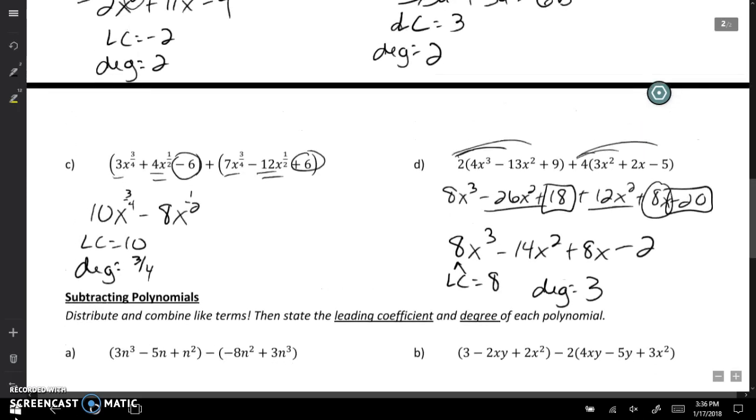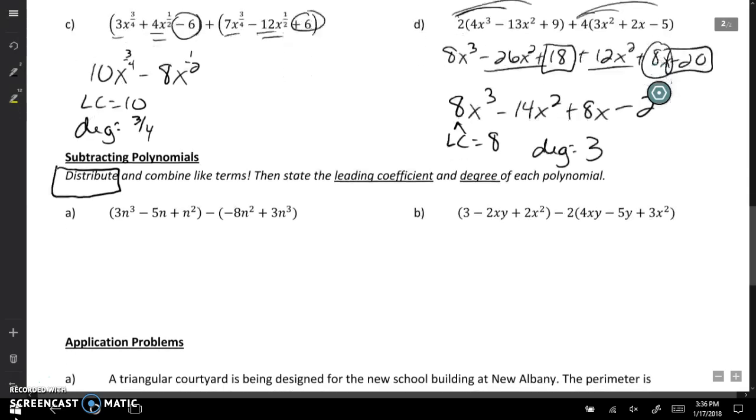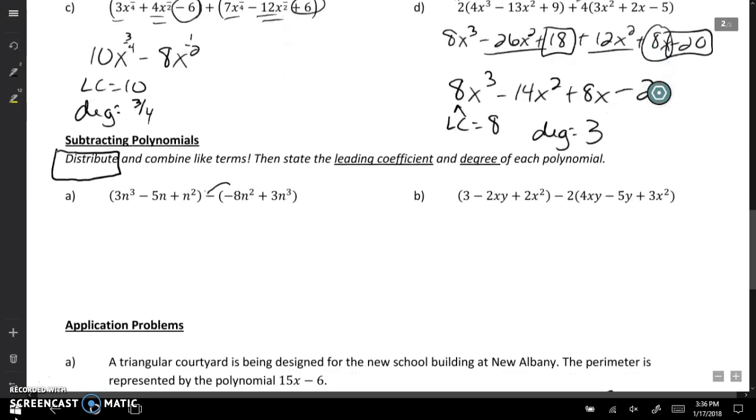Okay, now subtracting is the exact same thing, but the first thing we have to do is distribute. Okay, we got to do a little distributing. So we're going to distribute this negative sign right here, and this becomes 3n cubed minus 5n plus n squared. Now it becomes plus 8n squared and then minus 3n cubed. Okay, 3n cubed minus 3n cubed, they cancel each other out. They're gone. We don't have to worry about it.